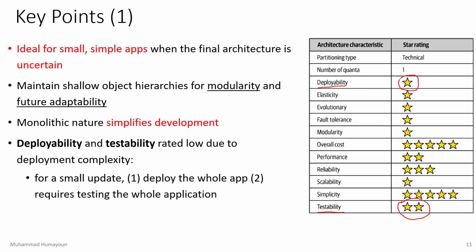And why is that? Because if you remember the example we saw before, if you make just a small change in the way your shopping cart works, you have to update everything from database up to UI. So all the modules will have some changes to it. So you have to retest all the layers together, and you have to deploy the whole application again. That is why testability and deployability are given lower scores.